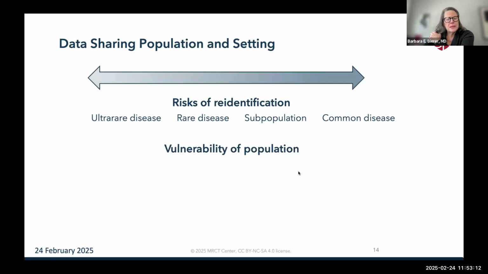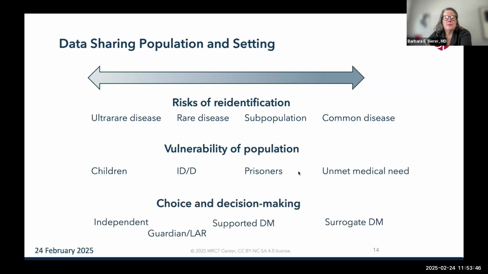The vulnerability of the population is obviously important. And there are children or people with intellectual disabilities, prisoners, where there is real vulnerability in and of itself. And when we share data about children, even our own, realize that that will potentially follow them the rest of their life. And at 18, when they have the ability to consent again, that may or may not be able to pull the cat back out of the bag. And I should have said unmet medical need as well.